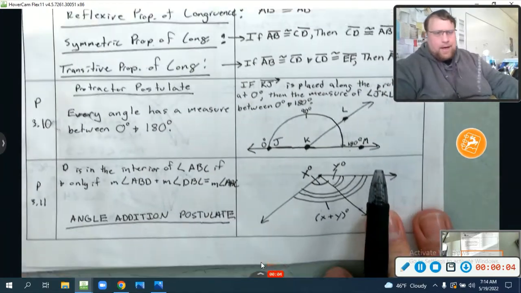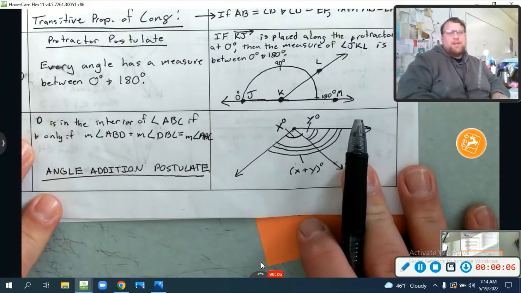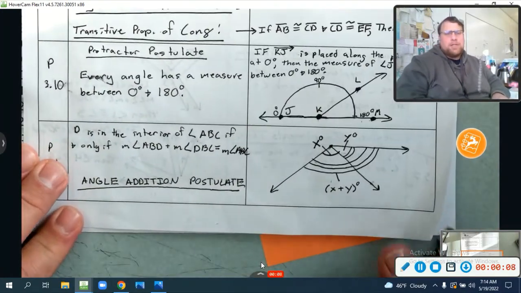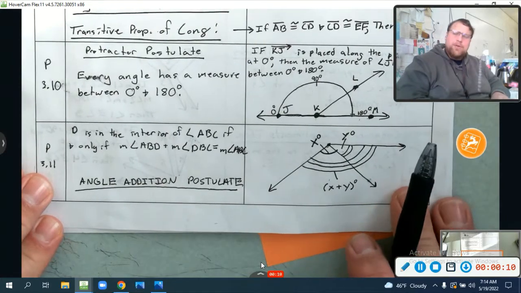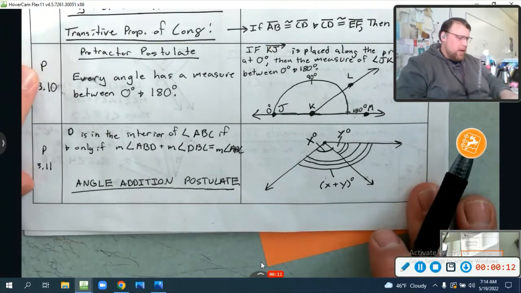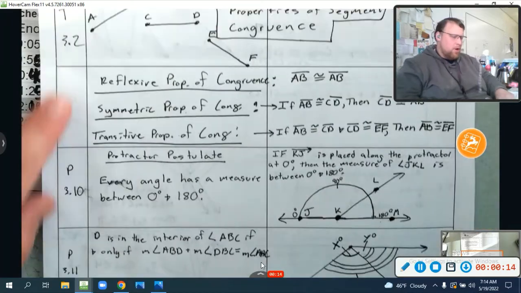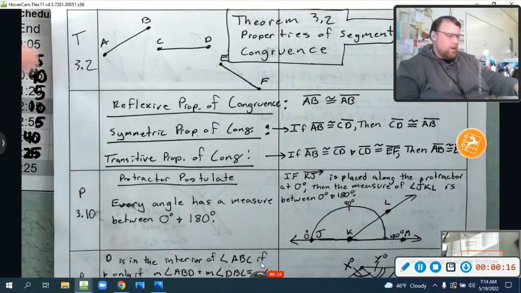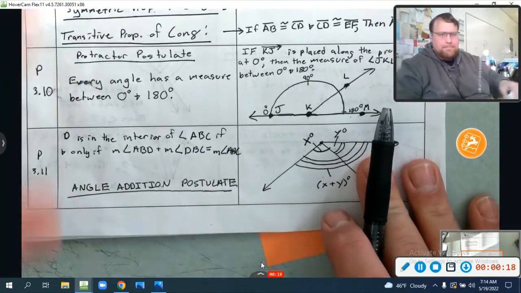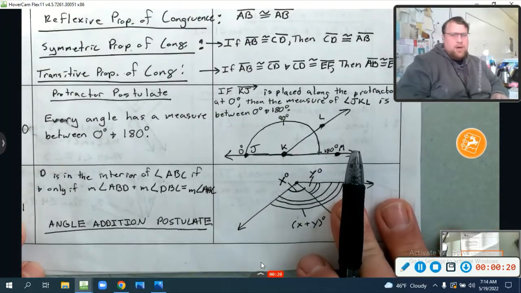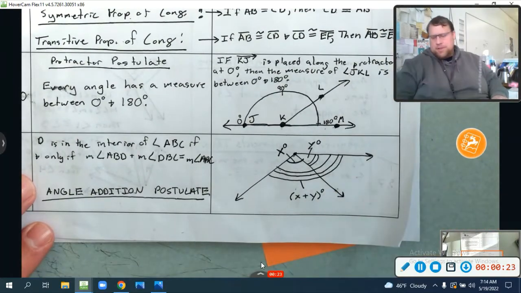All right. This is all the theorems and postulates that are going to be introduced in 12.6. You'll notice, by the way, I always put a P above the number or a T above it to separate theorem from postulate. Okay? And we're going to start today with the protractor postulate.